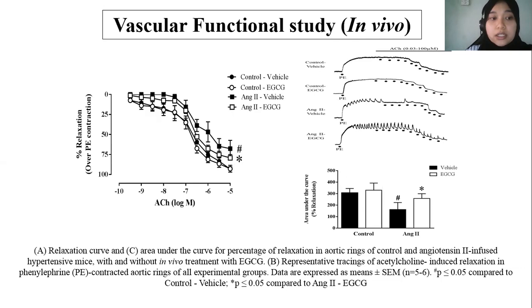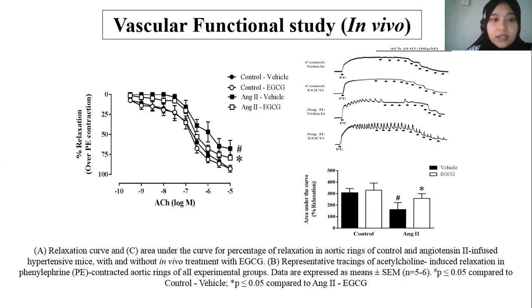So there was a decrease. From this result, it's demonstrated that there was a decrease in relaxation to acetylcholine in aortic rings of angiotensin 2 infused hypertensive mice compared to the control group, which exhibited more than 80% of relaxation. In angiotensin 2 infused hypertensive mice which received treatment with EGCG, there was an approximately 20% improvement in the impaired acetylcholine-induced relaxation. This vascular functional study was also analyzed by using area under the curve.